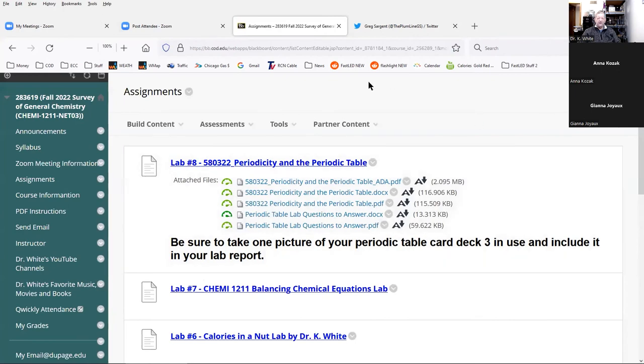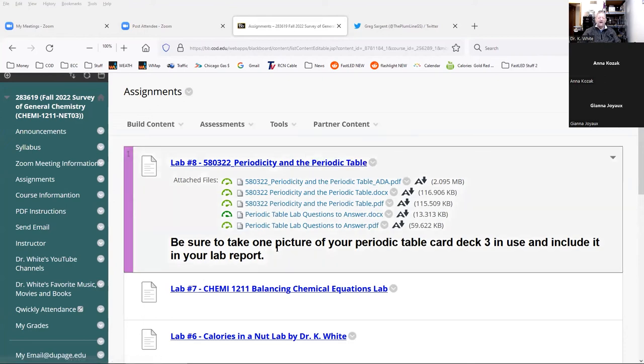All right, let me make sure you can see it. Everybody see on Blackboard assignments, Lab 8. Periodicity and the periodic table. Thank you, Anna. Now, couple of things. One, it says here, and I haven't pushed this semester, but for this lab, I will. Please be sure to take one picture of your periodic table, card deck 3 in use, and include it in your lab report. Now, I don't have written here, and I'll change it later today also, where the lab report asks you to work with another student, you don't have to. Now, let's go through this.